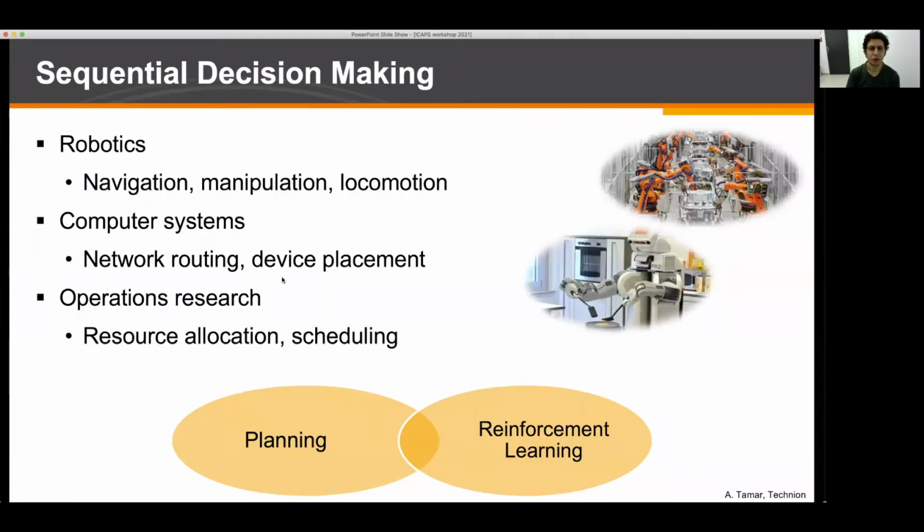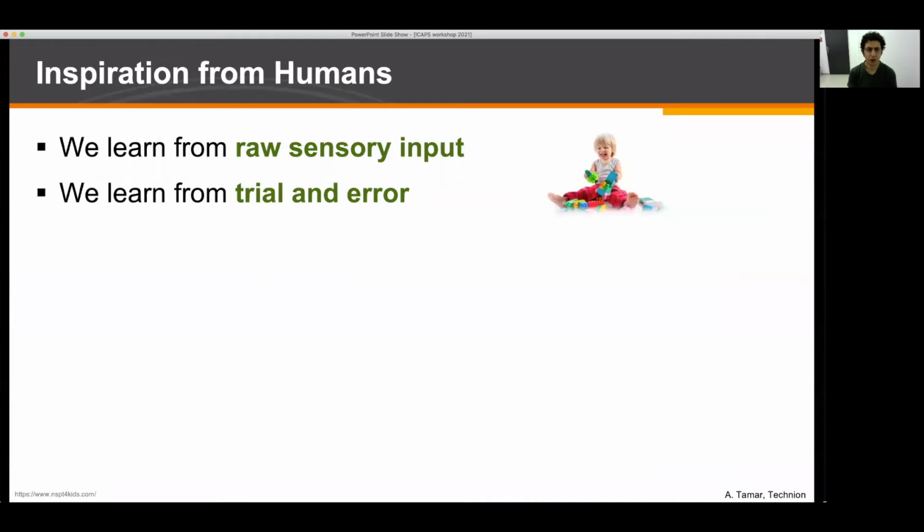So this talk is about sequential decision making, which has many applications in robotics, computer systems, operations research, and many others. The two main paradigms for sequential decision making are either planning or reinforcement learning, where you learn by trial and error. Both of these paradigms have been explored intensively, each by itself.